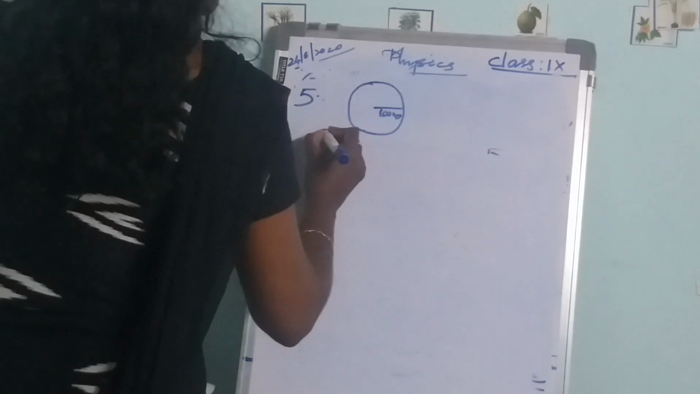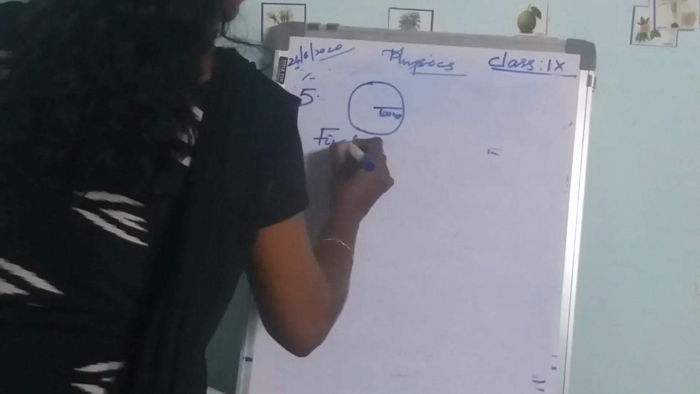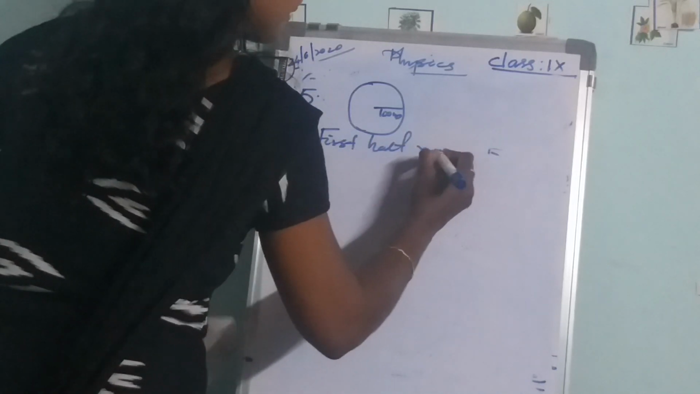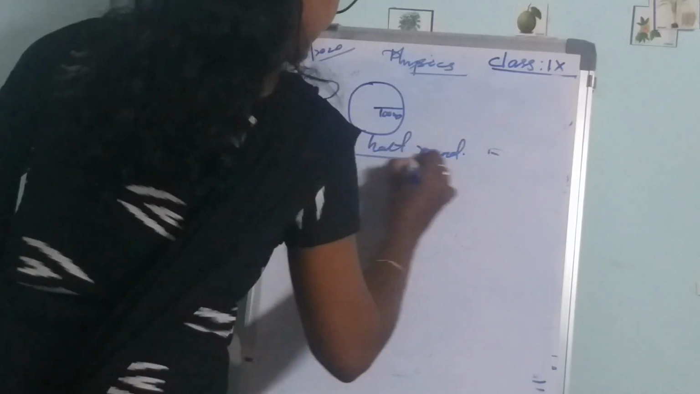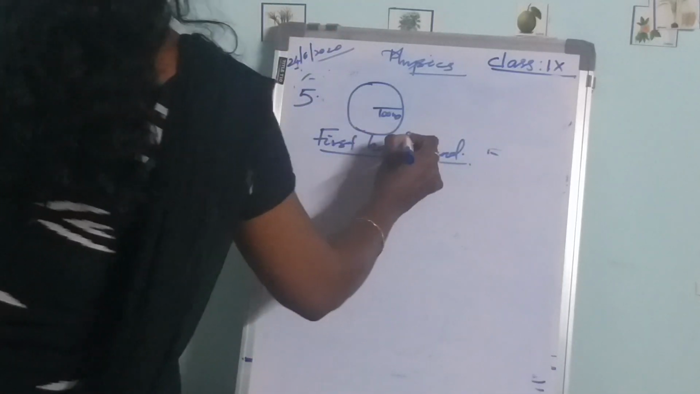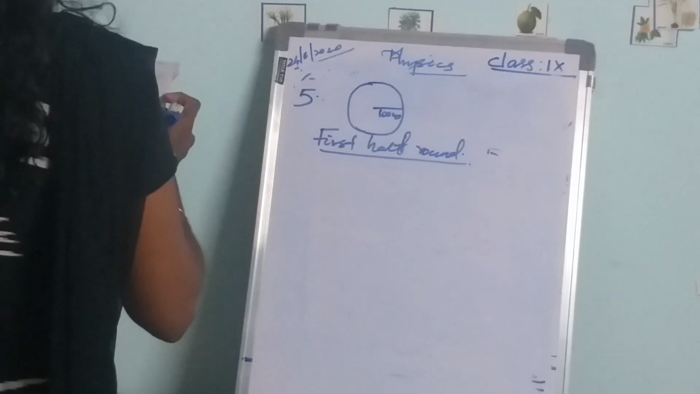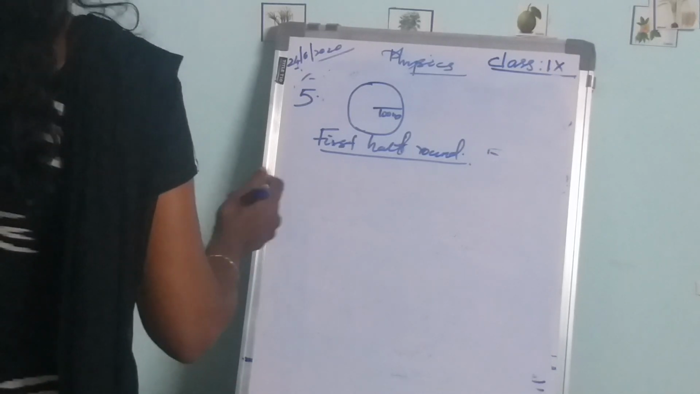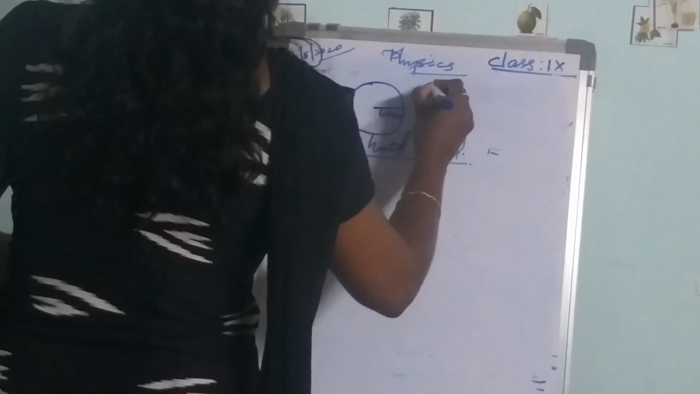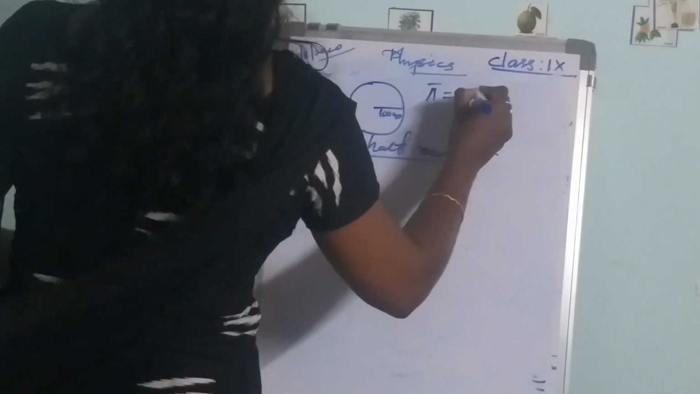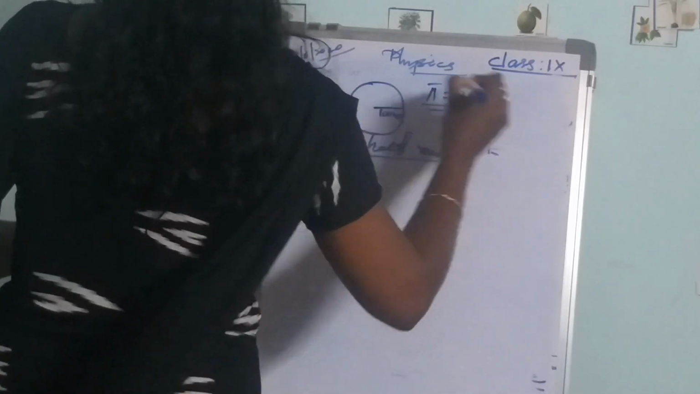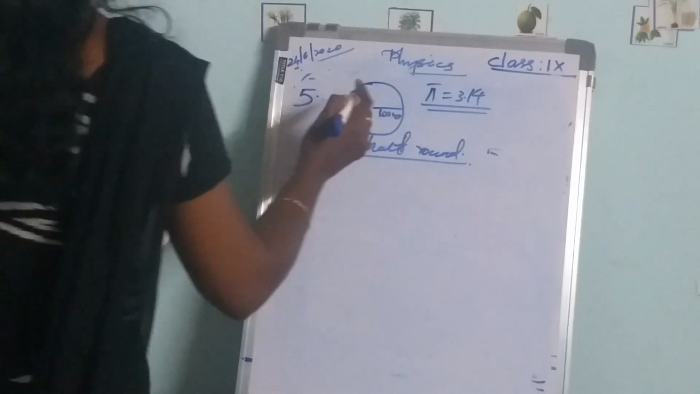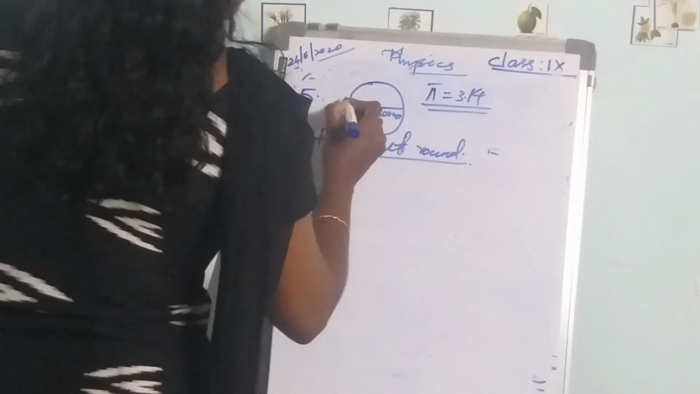Let's see first half round. During the first half round, what is the distance and displacement of that man? In the question, one more thing is given: the value of pi is given as 3.14. And the radius is given as 100 meters.